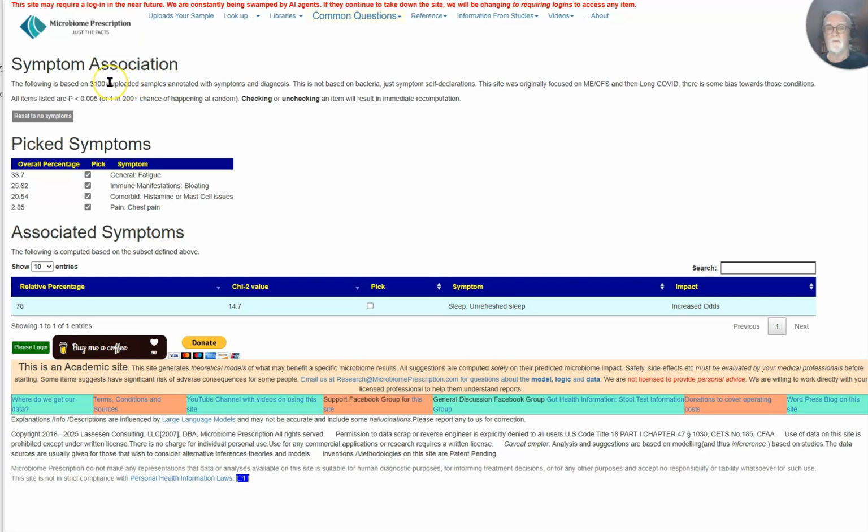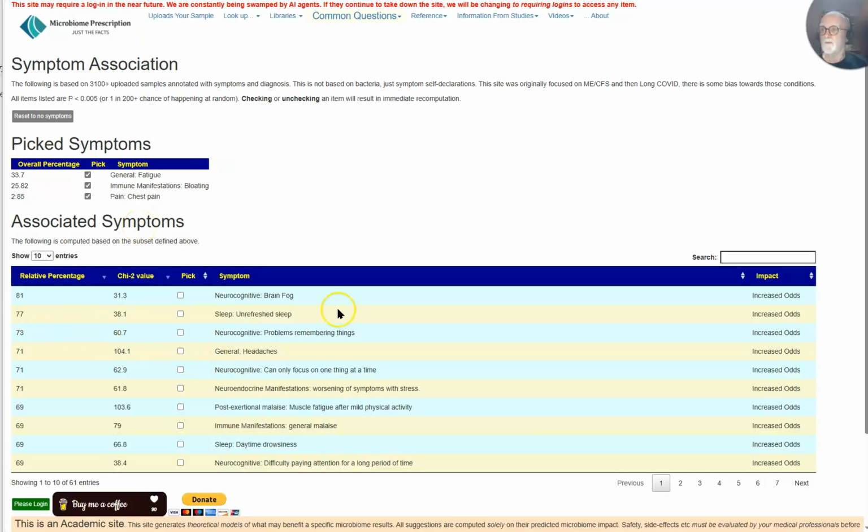So basically, what it does is it means that looking at everybody of the 3,000 people who have annotated their symptoms, you can go in and see what else is shared in common with those people, where people with those particular characteristics have increased odds of having other characteristics. It doesn't mean it is guaranteed to happen, just increased odds. For example, here, the relative percentage based on the amount of data we have is about 80% chance of having that. If we go to other things, remove that, and then unrefreshing sleep 77, mainly because it's a very common aspect.